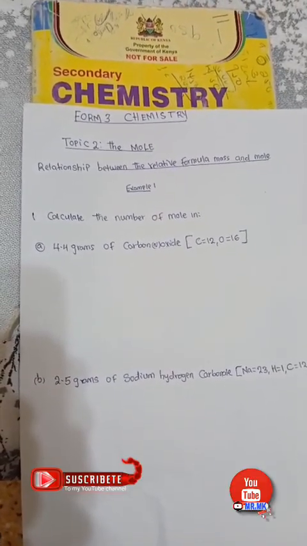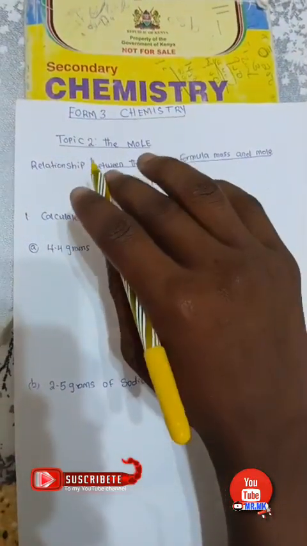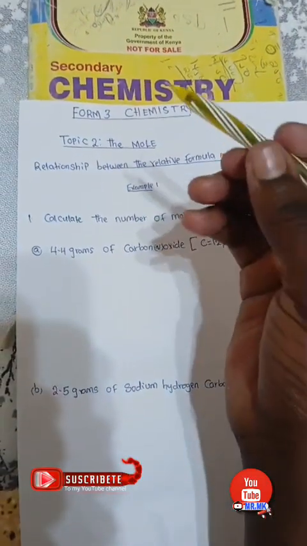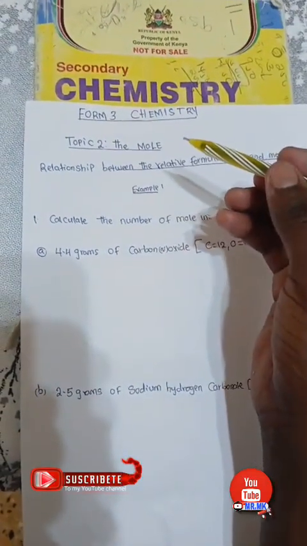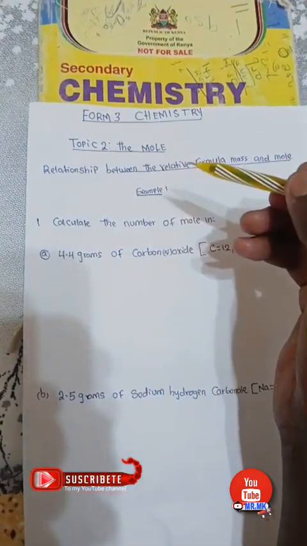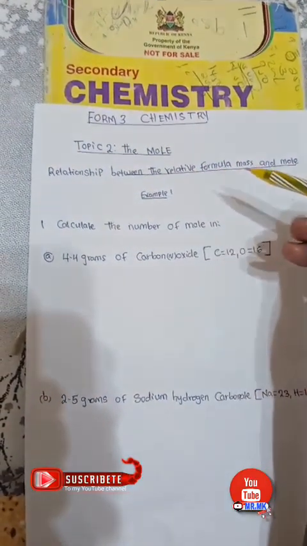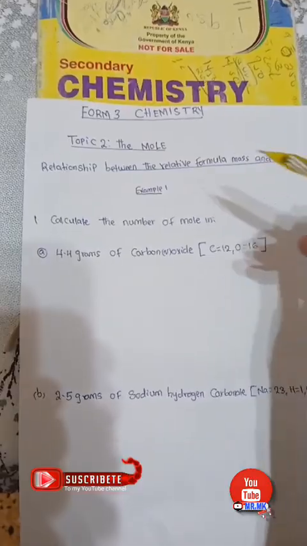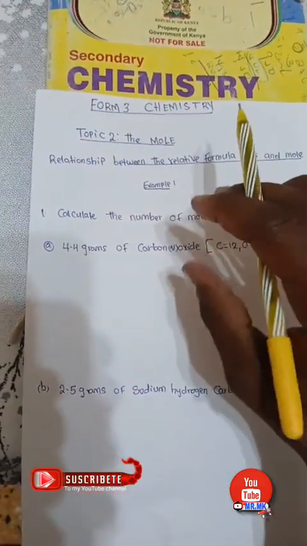Today I would like to take you through Form 3 Chemistry, Topic 2, the mole. Now, the relationship between the relative formula mass and moles. Let's do example 1 together.